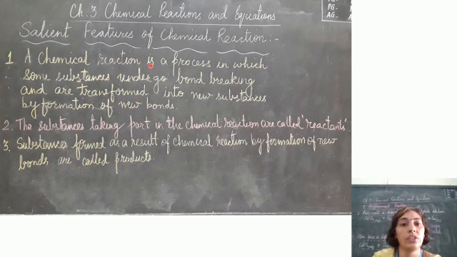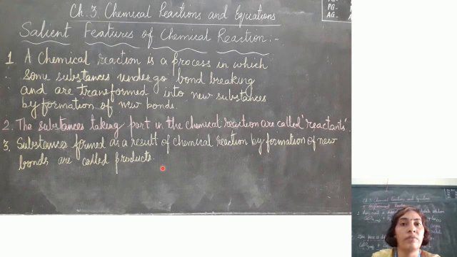So a chemical reaction is a process in which some substances undergo bond breaking, that is reactants, and they are transformed into new substances, that is products, by formation of new bonds. So the bonds that will be formed now in the products will be new bonds. So that is one important feature. The substances taking part in the chemical reaction are called reactants, which are written on the left hand side. Substances formed as a result of chemical reaction by formation of new bonds are called products. So these are written on the right hand side.